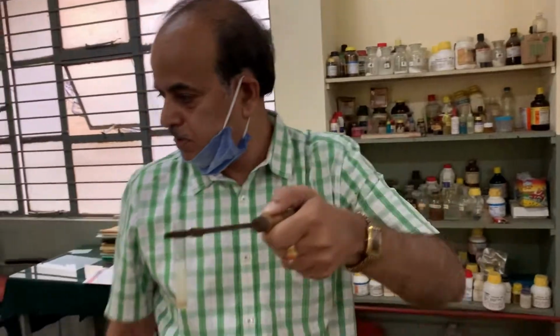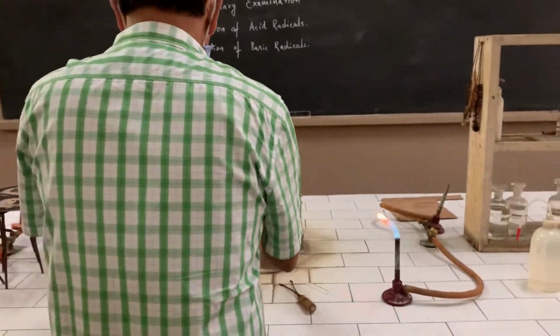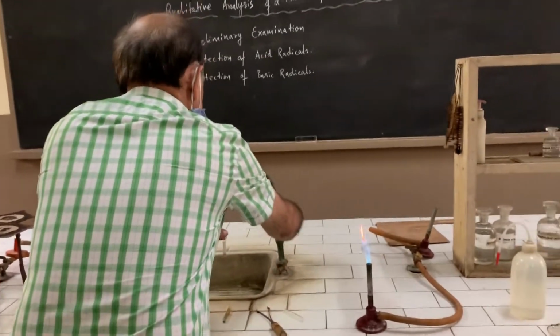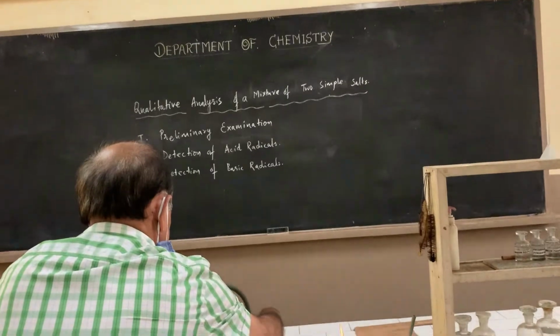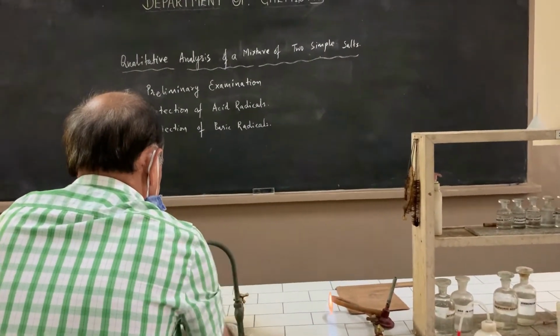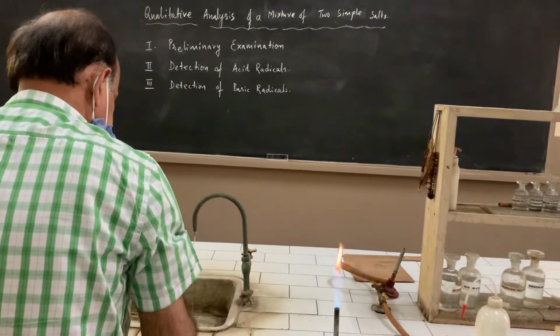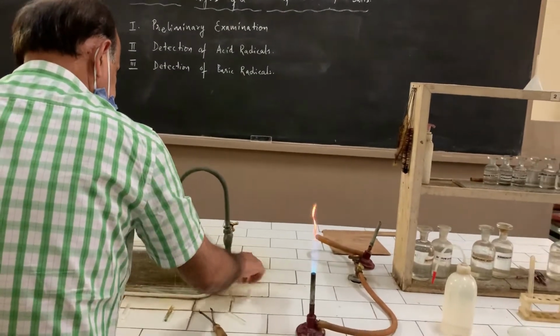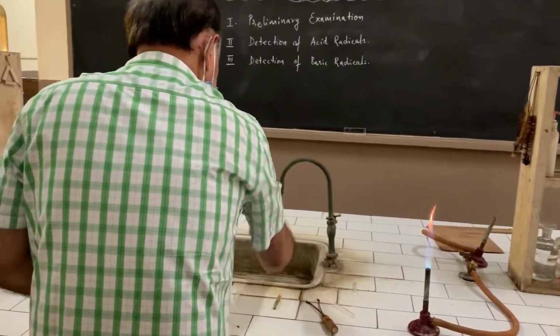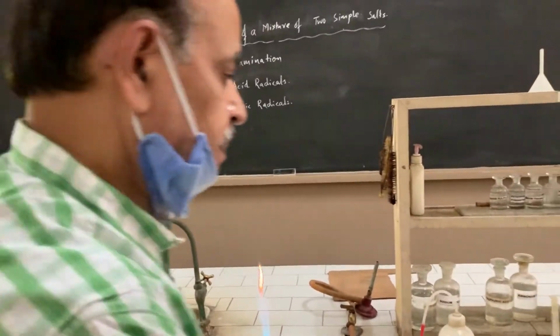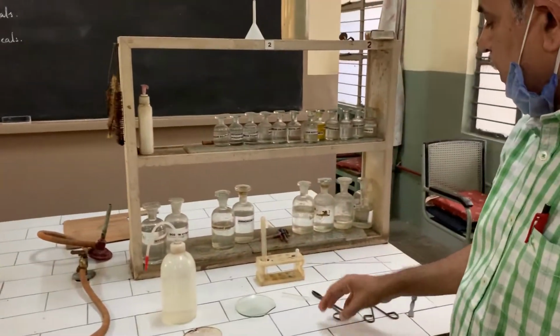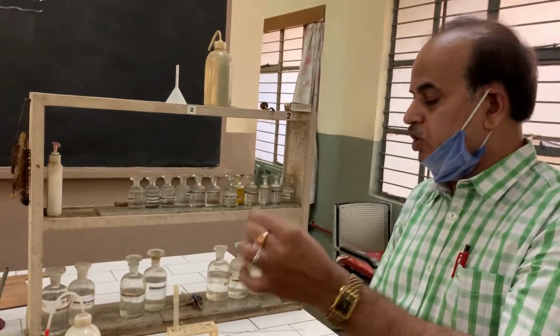Okay, so this is the second part of the analysis. That means we now know that the salt mixture has 2 acid radicals, chloride and nitrate. So now we will go to the basic radicals, and for basic radicals, what I need to do is first prepare a solution of the salt.